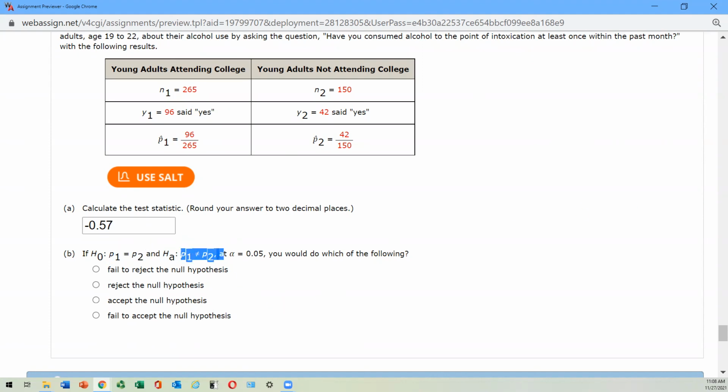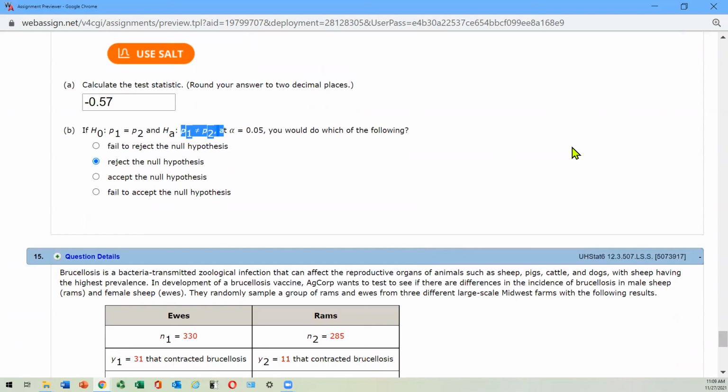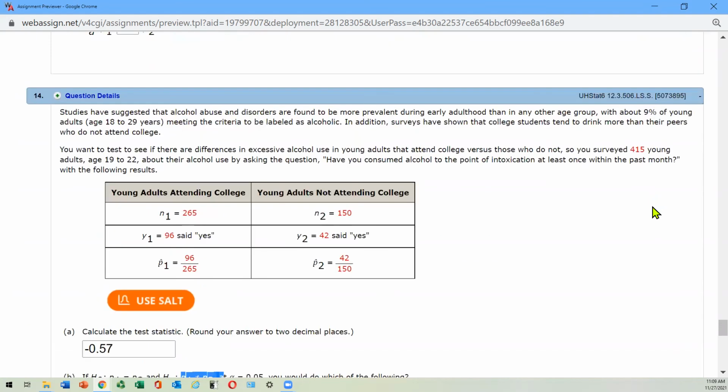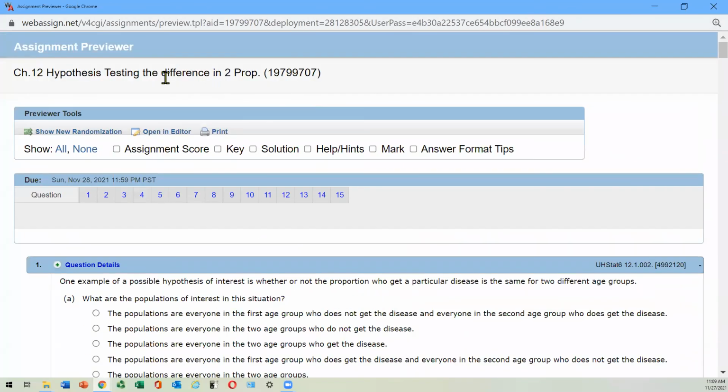In our case, the p-value was tiny, so we will reject the null hypothesis. And thank you. And that is everything that you need to know, hopefully, to do chapter 12, hypothesis testing for the difference in two proportions.